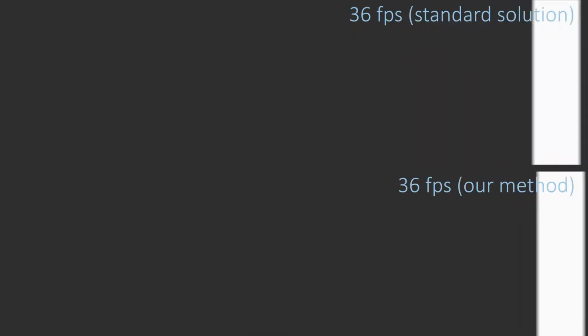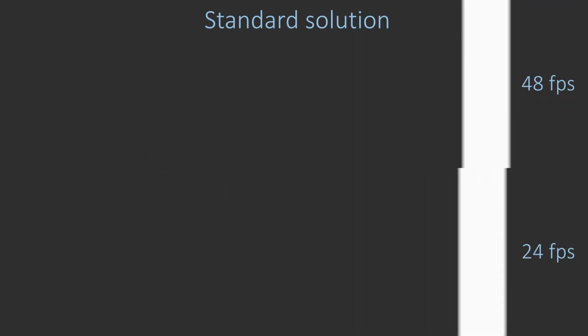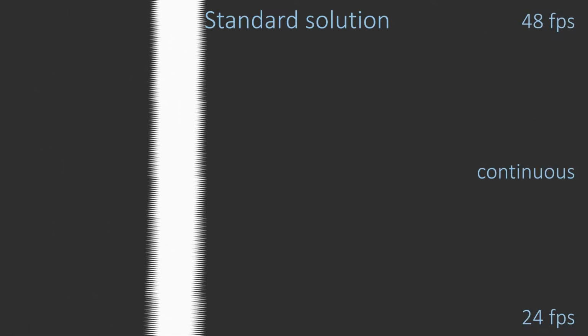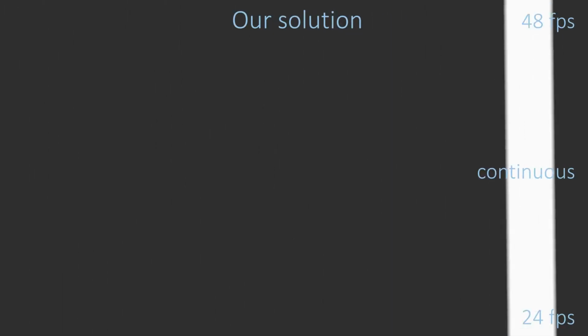Here we compare a moving bar with interpolated frame rate using the standard and our technique. Please note the low frequency stagger in the standard solution. The standard solution is also not suitable for interpolating frames spatially. Clear discontinuities on frame rate boundaries can be observed. In contrast, our technique enables continuous frame rate changes without visible artifacts.